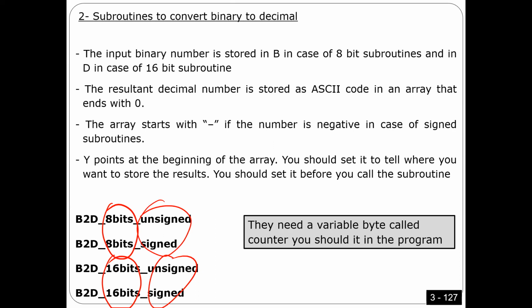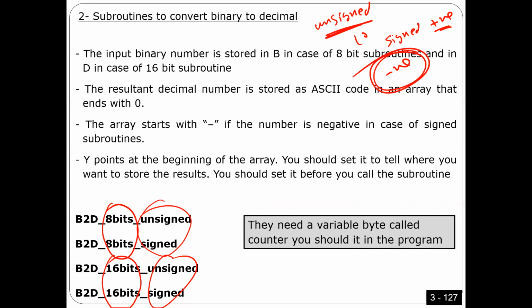Listen to me, okay? If the number is unsigned, you just keep dividing by 10 as I have just explained. Same thing if the number is signed and the number is positive. You can just divide by 10 and that's it. However, if the number is negative, you should not divide by 10.